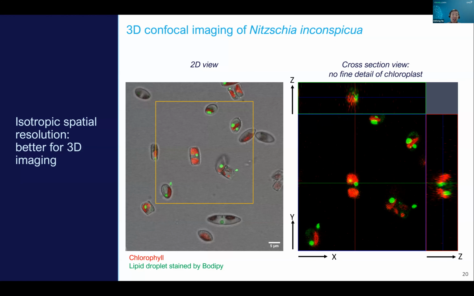The left side is a 3D confocal image. We did a 3D Z-stack with the confocal, and then I plotted the cross-section view, including the XZ plane and YZ plane. And then you can see from the Z axis, the resolution is not that good. We cannot see clearly the fine structure of the chlorophyll.